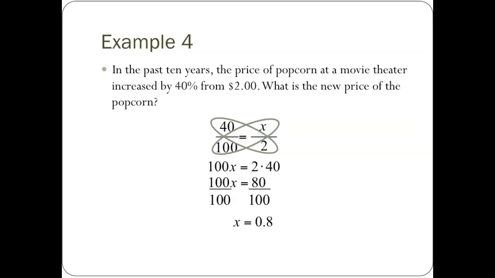Now, it's not that the new price of the popcorn is 0.8, but that is how much it increased. It increased by 40%. So if the price of the popcorn was originally $2, now it's going to be $2 plus the 80 cents. So this is going to be $2.80. So the new price of the popcorn is $2.80.